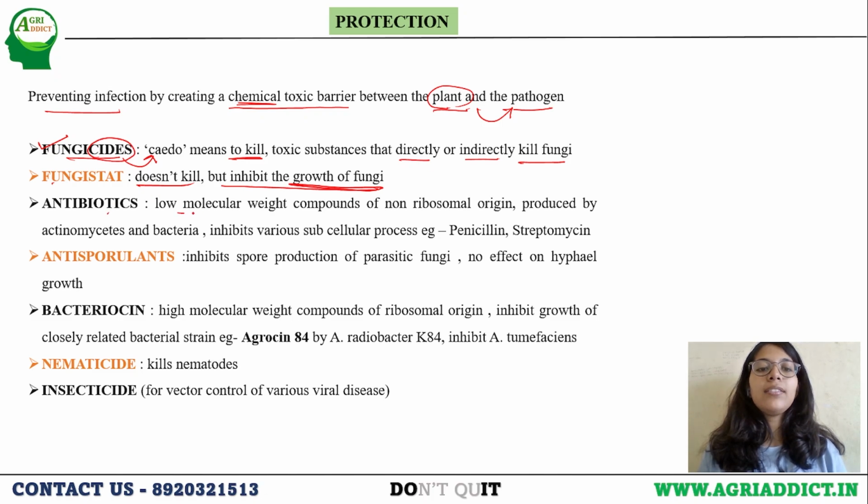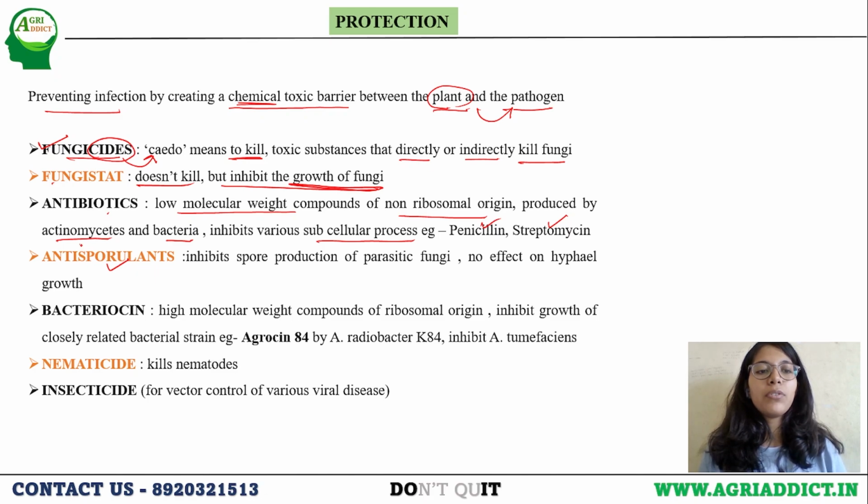Antibiotics. Antibiotics are low molecular weight compounds. They are of non-ribosomal origin and are produced by the actinomycetes and bacteria. They inhibit various subcellular processes of the bacteria. Examples, penicillin and streptomycin. There are various other examples. We will discuss about it in the later slides.